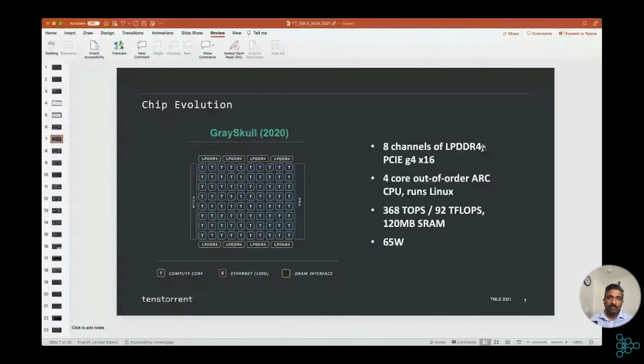Moving on, we developed Grayskull in 2020. It had a larger number of Tensix cores. Each compute core has its own special arithmetic floating point unit, as well as its own memory. In Grayskull, we also had 8 channels of LPDDR4 and PCIe Gen 4 with 16 lanes. We did not have Ethernet, but this was again the next generation, which was trying to scale our architecture and pave the way for our future chips.